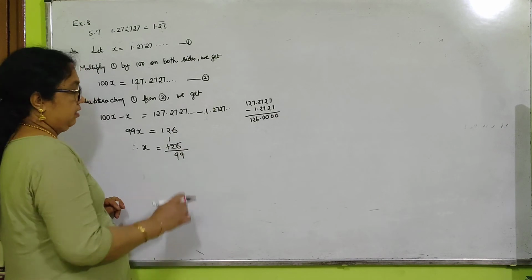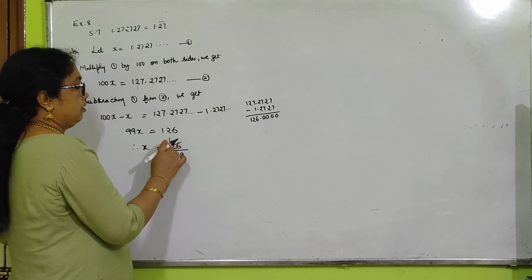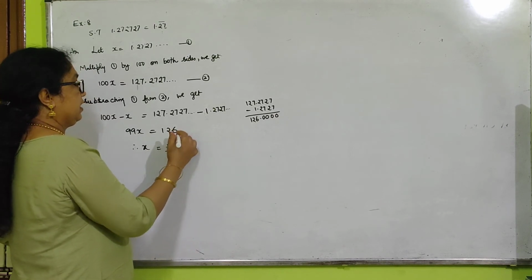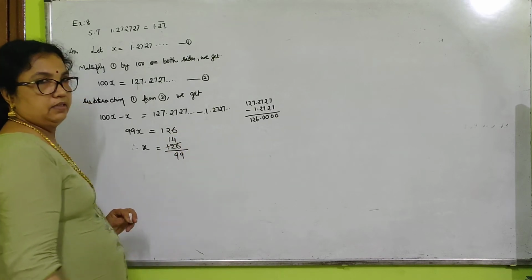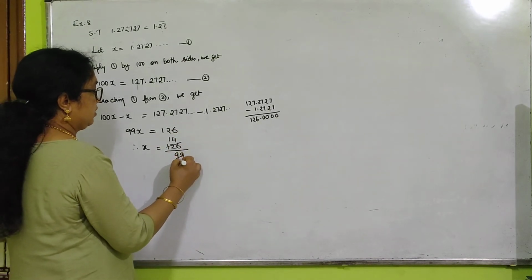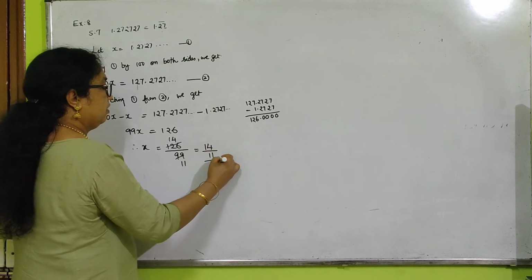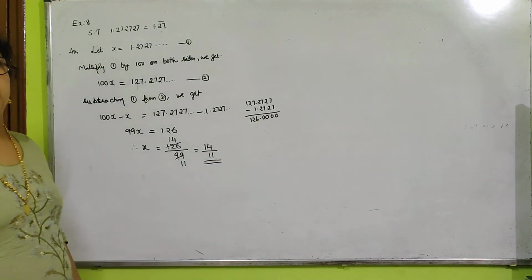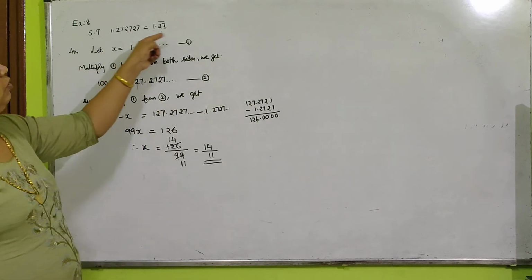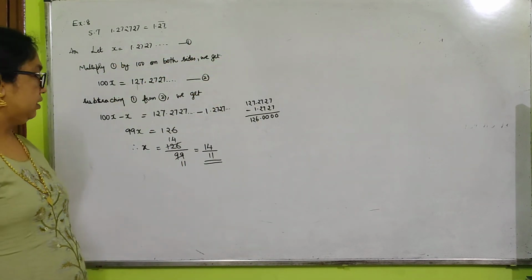9 ones are 9. Now 12 minus 9 is 3. 9 fours are 36. Now here it is 11. So 14 upon 11. This is the p by q form of 1.2727. So follow it here.